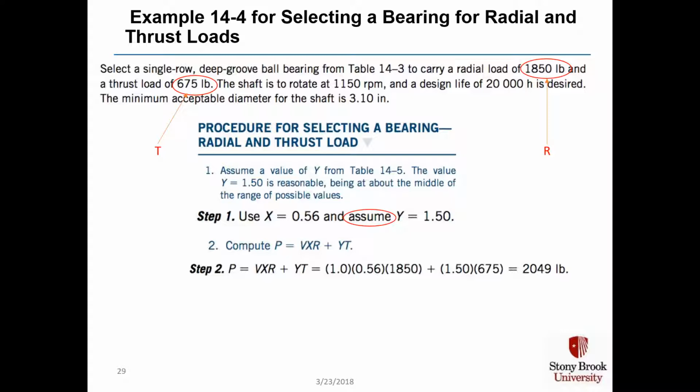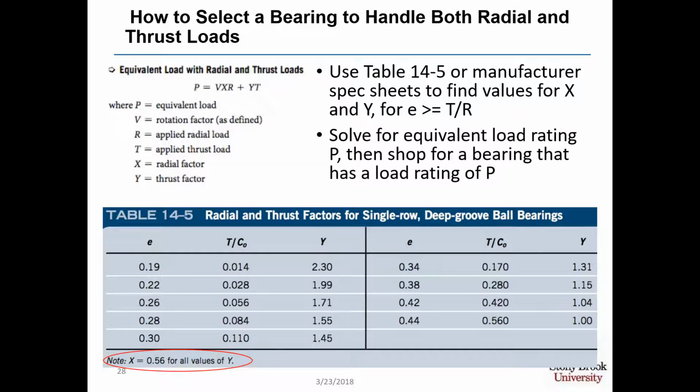So let's go through this step-by-step procedure. The first thing you have to do is assume a value of Y from table 14-5. And you're not sure where you're operating on this table. And that's kind of the problem with this iterative type of problem, is that you generally have to go through it a couple of times. And that's why they're telling you to start with Y equal 1.5, because it's roughly in the middle of 1 and 2.3, which are the max and min Y values on this chart.